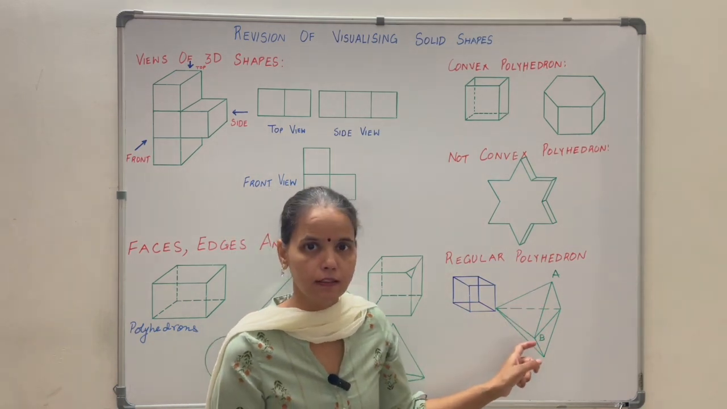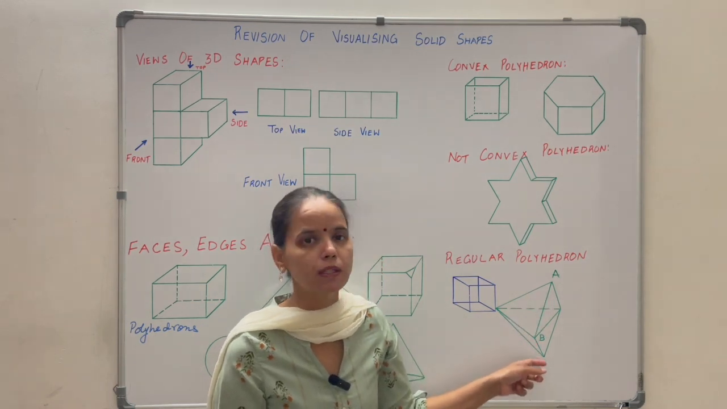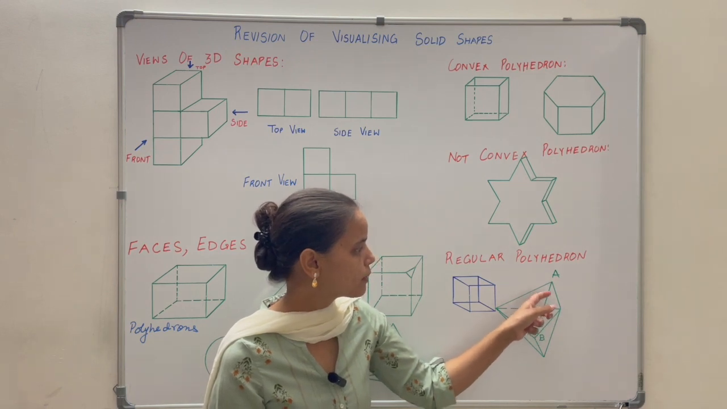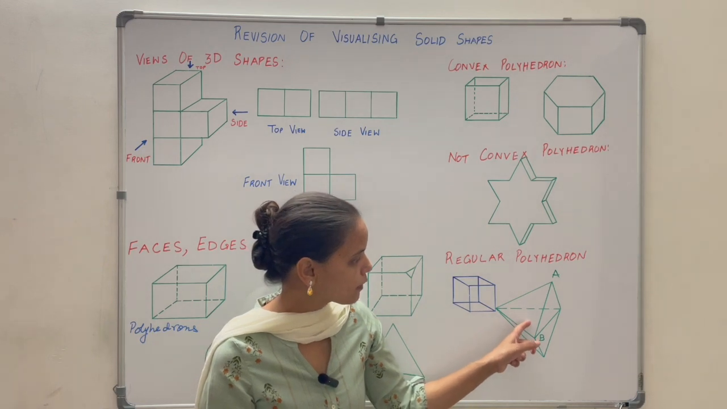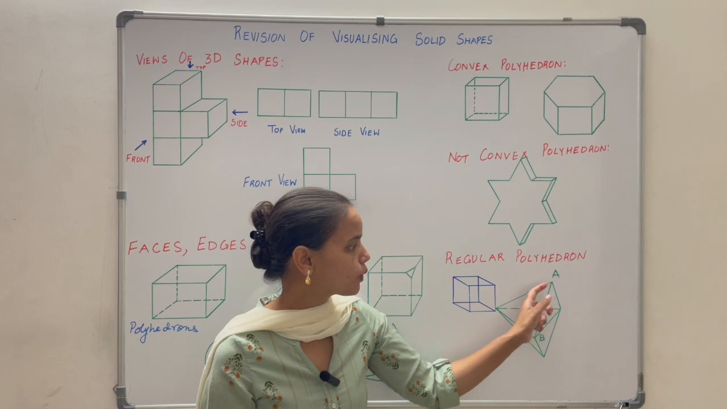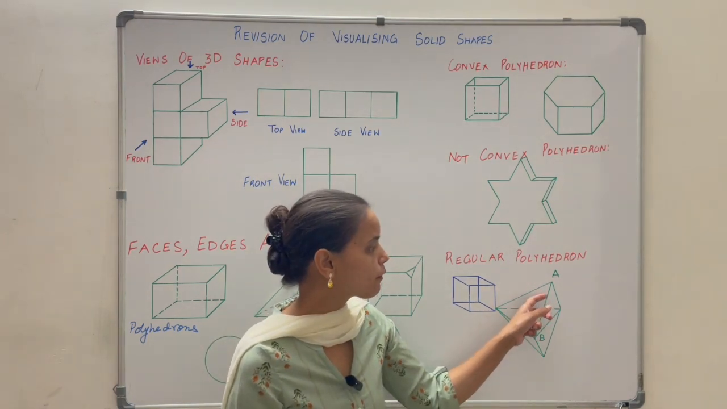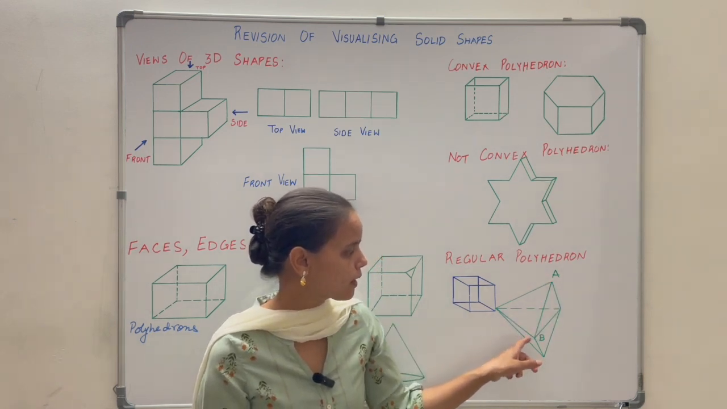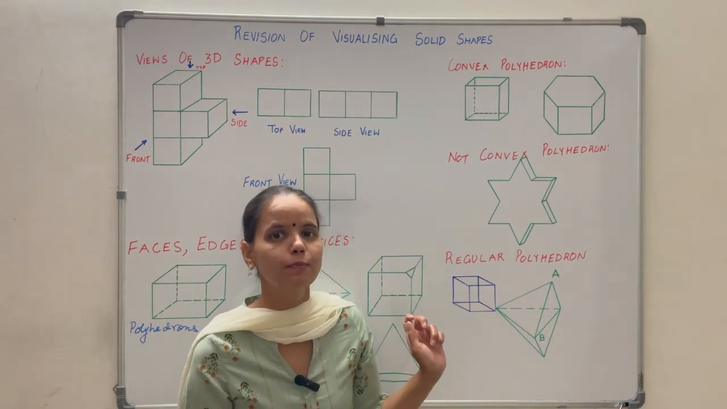Let us take this 3D object. You see, each of these faces of the 3D object is an equilateral triangle. But there are 3 faces meeting at vertex A. And here at vertex B, there are 4 faces meeting at vertex B. So even though each face is a regular polygon, here an equilateral triangle, the number of faces meeting at vertex A is 3 and the number of faces meeting at vertex B is 4. So this is not a regular polyhedron.